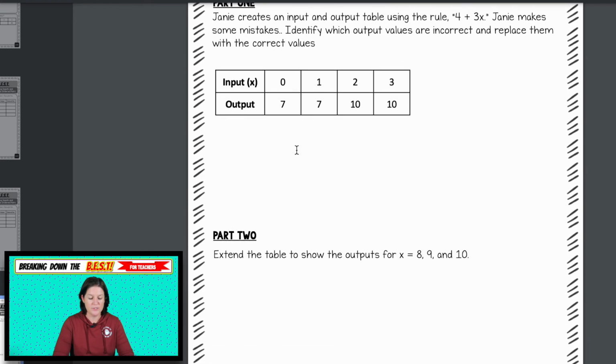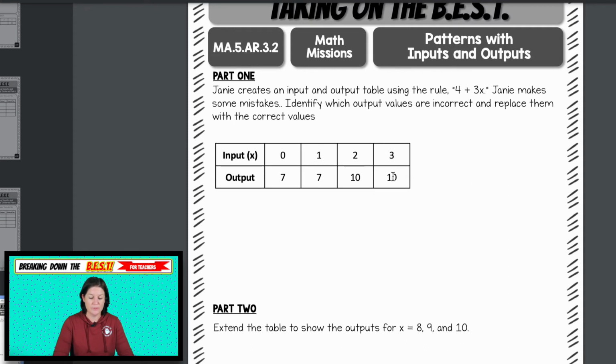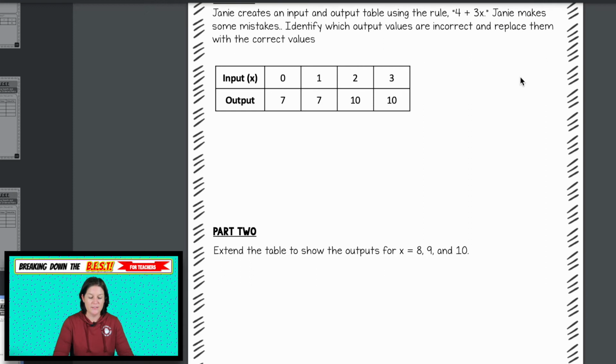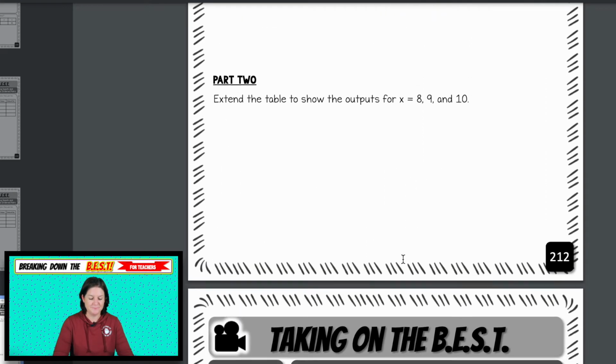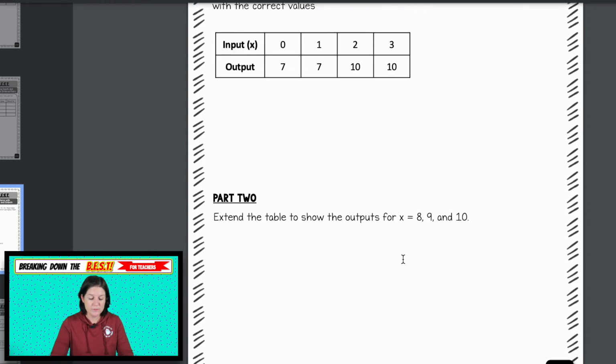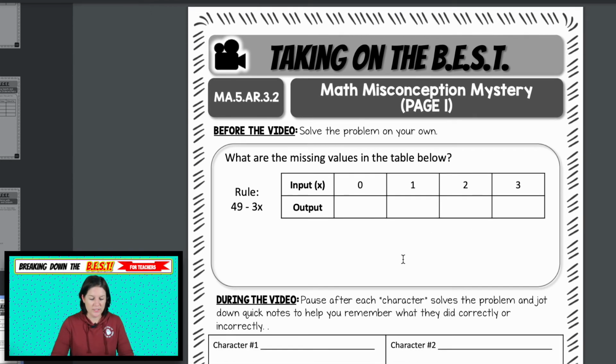Here is a math mission, which is a math task with multiple parts. Here it says that Janie creates an input and output table using the rule 4 plus 3x. Janie makes some mistakes though. Identify which output values are incorrect and replace them with the correct values. Okay, and then here extend the table to show the outputs for if x equals 8, 9, and 10. So they can just add on to this input-output table and create it there. You can see that these math missions require more thinking and more responsibility from the student. So those are a nice way to kind of close it up after you've taught this unit.